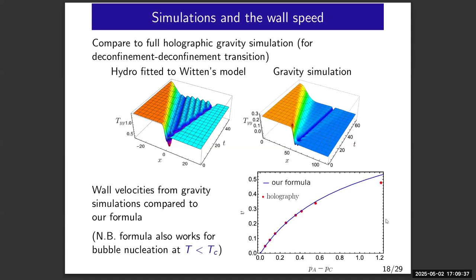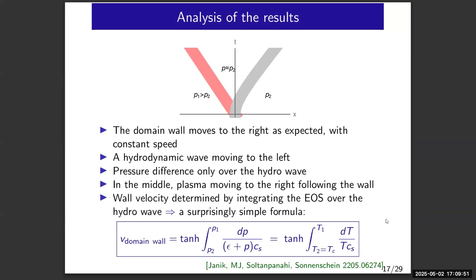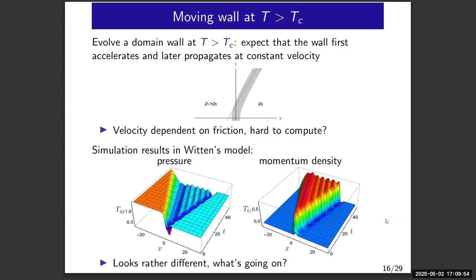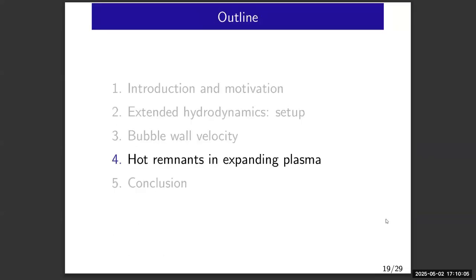Can you also say something about the hydrodynamic wave velocity? It's the same. You can see it from here. The plasma velocity is just constant everywhere. But the wave itself just moves at the speed of sound. So better not get confused. Anyways, this is everything I wanted to say about the result for the bubble wall velocity, and then I will go to this more extensive topic, which is these hot remnants in expanding plasma.